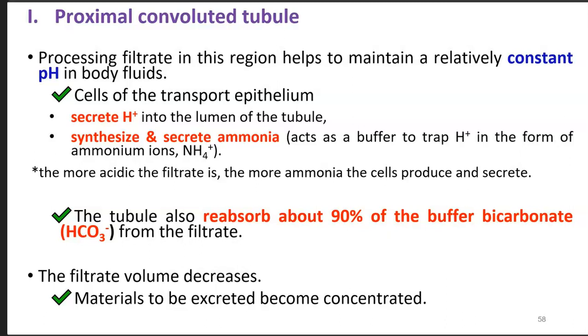Okay, that is transport epithelium. So cells of the transport epithelium secrete hydrogen ion into the lumen of the tubule. Secreted from where? From blood into interstitial fluid into the tubule, to become part of the filtrate.